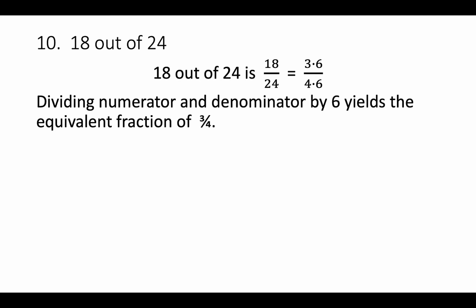18 out of 24 can be represented as the fraction 18/24. 18 is 3 times 6, and 24 is 4 times 6, so dividing the numerator and denominator by 6 yields an equivalent fraction of 3/4. So if we have 18 objects out of 24, that represents 3/4 of the objects.